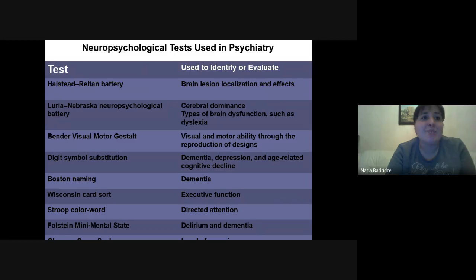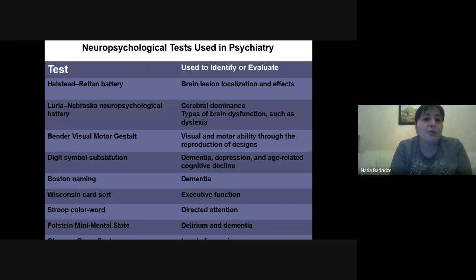Each test is very specific to different psychiatric disorders. For example, the Halstead-Reitan battery identifies brain lesion localization and effects. The Luria-Nebraska neuropsychological test identifies cerebral dominance and types of brain dysfunction such as dyslexia.